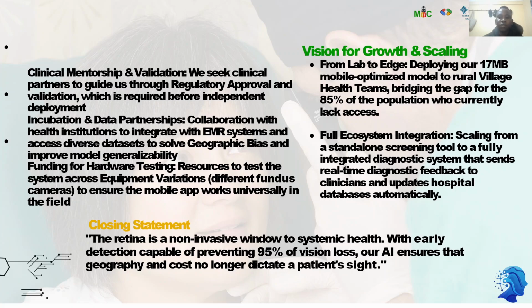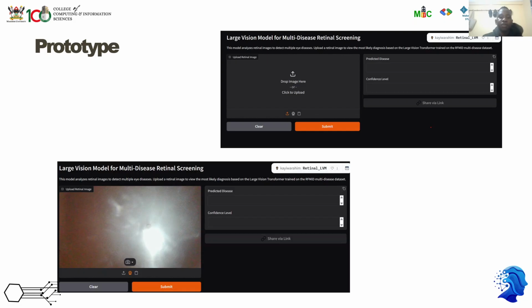Then full ecosystem integration, whereby we are scaling from standalone screening to a fully integrated system that sends real-time diagnosis feedback to clinicians and updates hospital databases automatically. So our closing statement is that Retina AI is a non-invasive window to systemic health. With early detection capable of preventing 95% of vision loss, we can ensure that geographical location is no longer dictated by patient side.